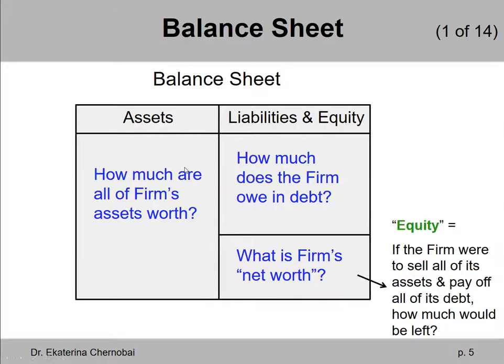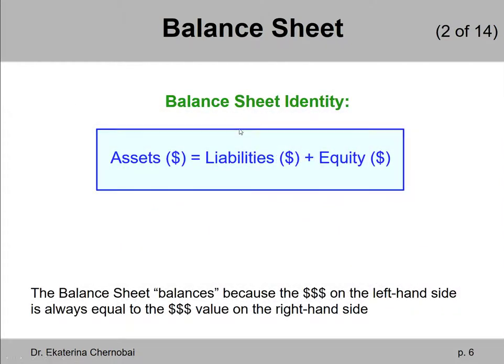So think about a firm, let's say, shutting down. If it sells everything that's under its assets, makes money, right? And then if it uses the money to pay back everything that it owes, then how much would be left? That's the net worth. The balance sheet identity is this little formula that says what's on the left side, assets, equals everything that's on the right side, liabilities plus equity.